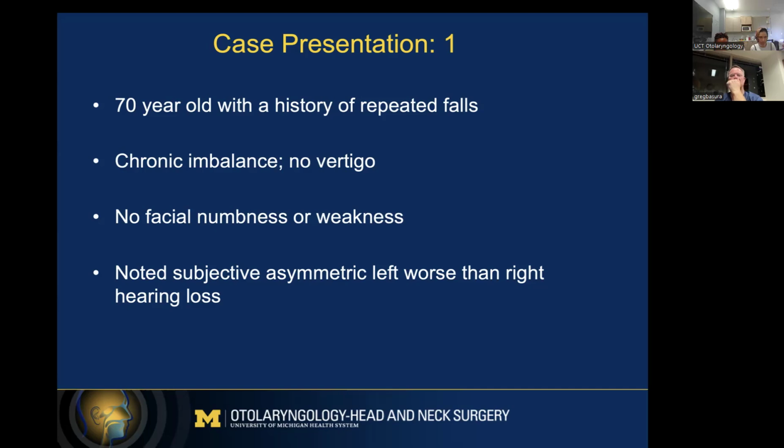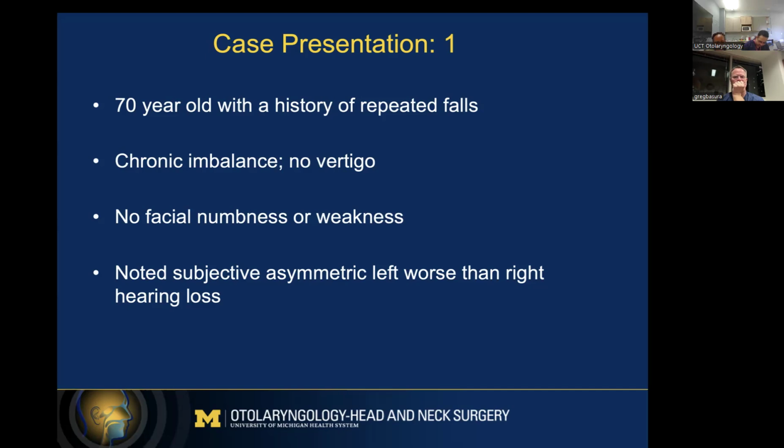So Lillian, you have a 70-year-old that comes to you in a clinic having some falls, kind of chronic imbalance, no discrete vertigo attacks, just kind of having falls. No other real big complaints, other than some asymmetric hearing loss, left is worse than right. No real facial complaints. So what kinds of things do you want to know about that? Any other follow-up questions?